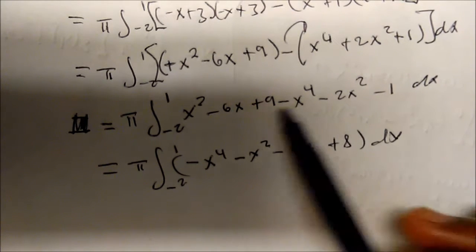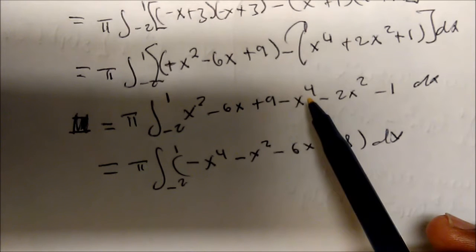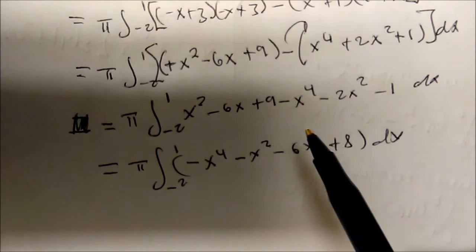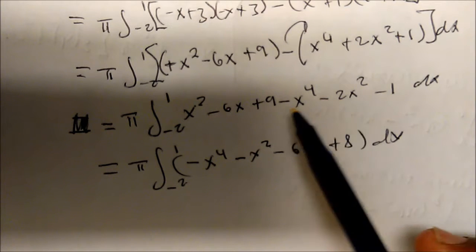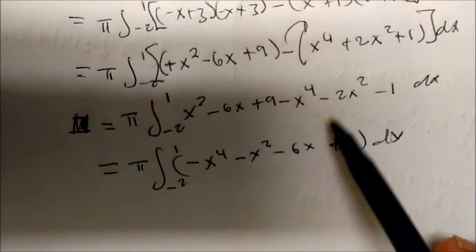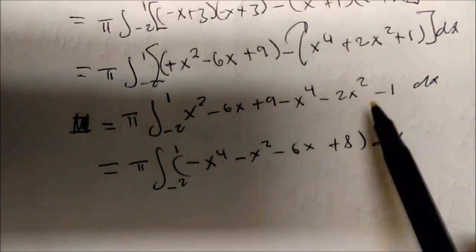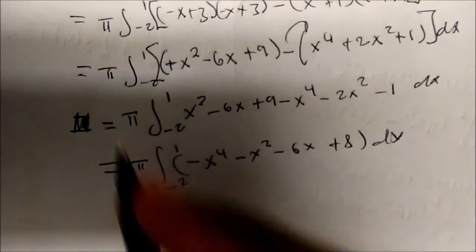So -1 plus 9 gives me a plus 8. I still have my -6x, and I still have my -2x squared plus 1x squared. That's just a -x squared. So all I did was simplify there. Now I simply have my integral in terms of a polynomial, so this becomes a simple integration.